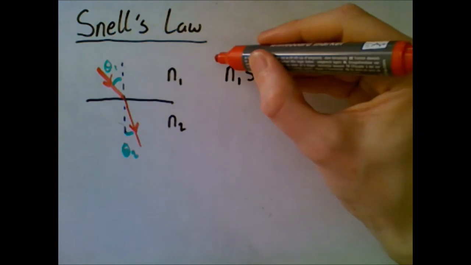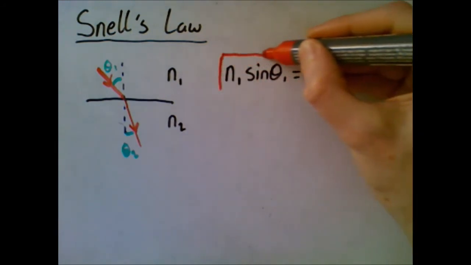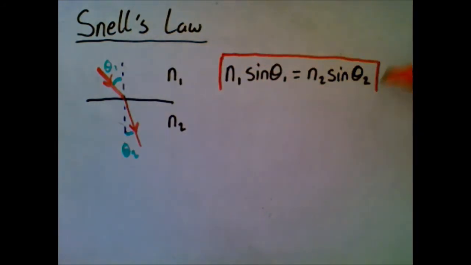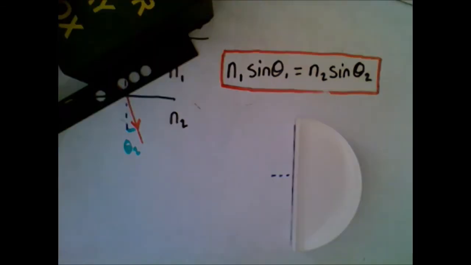So that is Snell's law, and what that allows you to do is, for any two materials, predict the angles that the light ray will enter or leave based on the rules of refraction. Okay, now let's imagine that I wanted to find the refractive index of this block.